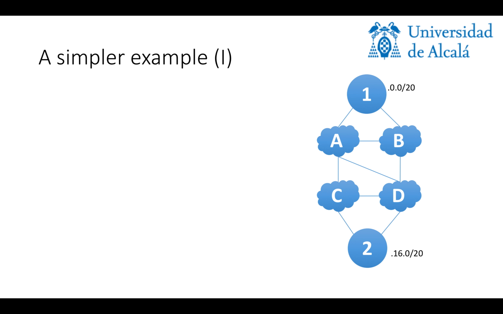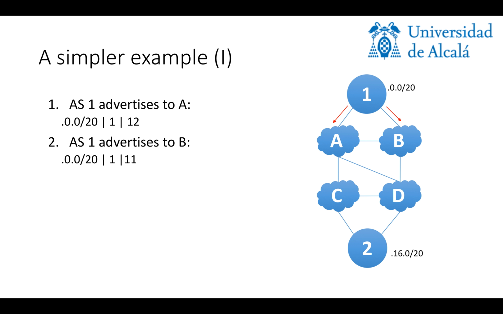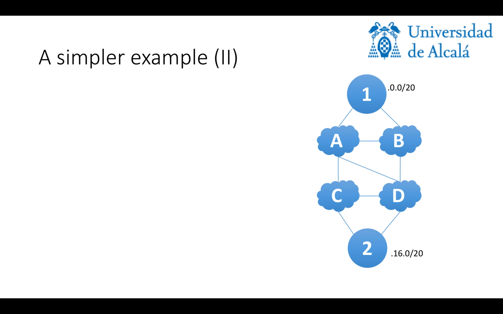Okay, let's see an example. In particular, a very simple example with only 2 end autonomous systems and 4 network core autonomous systems. First of all, autonomous system 1 will advertise to A and to B. Both advertisements will carry the same network prefix and the corresponding path and output interface. Now, A and B have to advertise these networks too.